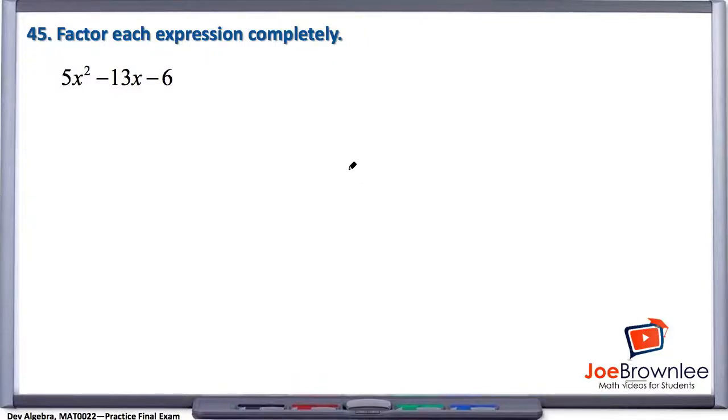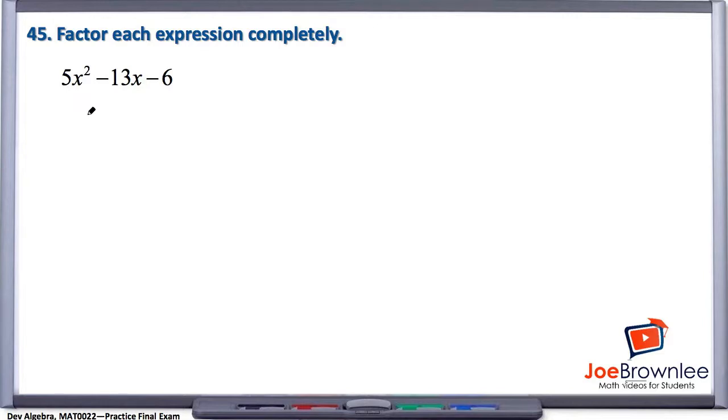Number 45, we're told to factor the expression completely, and we have 5x squared minus 13x minus 6. So again, we're factoring, so we have to remember those two questions we always ask ourselves. Is there a GCF? If there is a GCF, you have to factor it out. And then question number 2, how many terms are there?